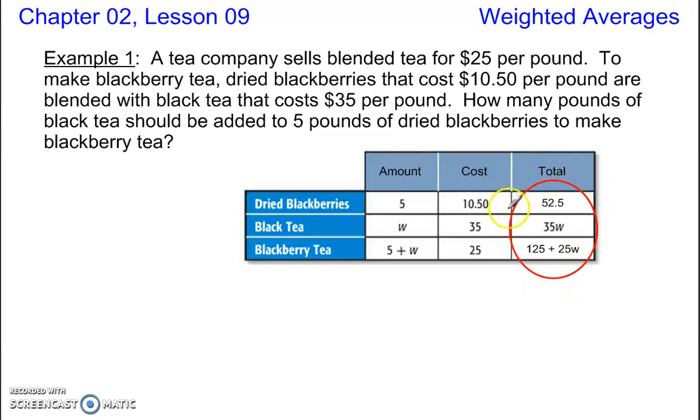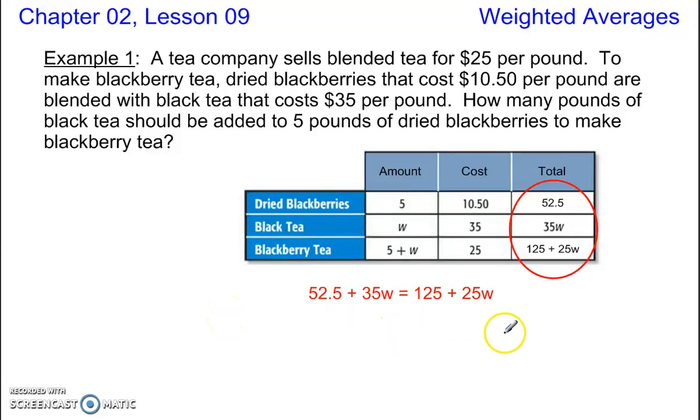Now, in this column right here, I can set up an equation. I know that the total cost of the dried blackberries plus the total cost of the black tea is going to equal the total for the blackberry tea. So I'll set that up as an equation. 52.5 plus the 35W is equal to 125 plus 25W. Let that part sink in. Setting up is usually the hardest part of this.